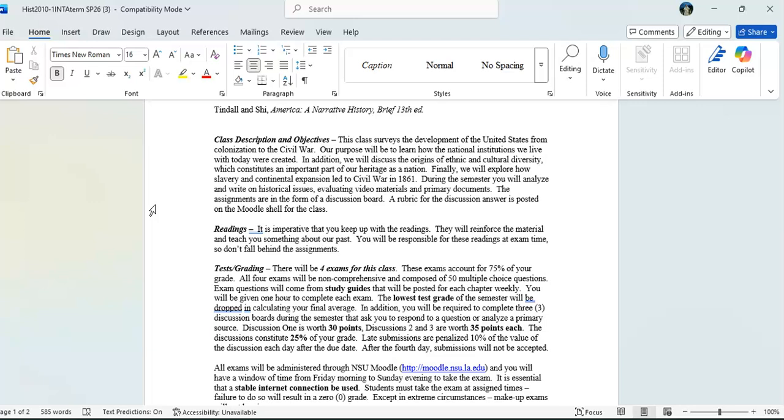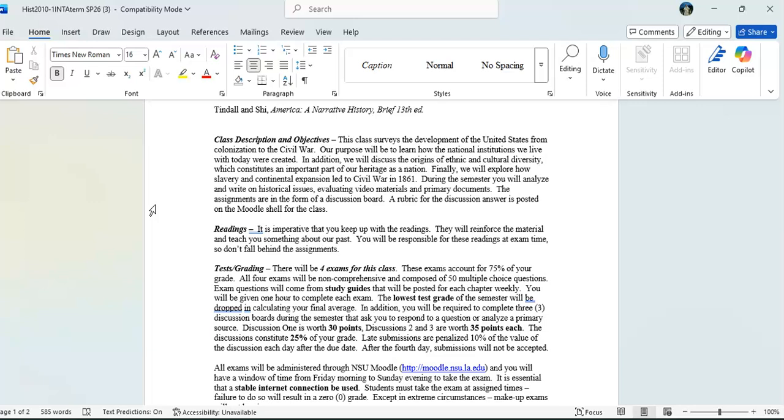So what we're going to do in the course of the semester is give you 4 exams, 50 multiple choice questions. Those questions come from a study guide, which are linked in Moodle ahead of the exam. So ideally, you want to be working on your study guide as you are doing the readings in the textbook.